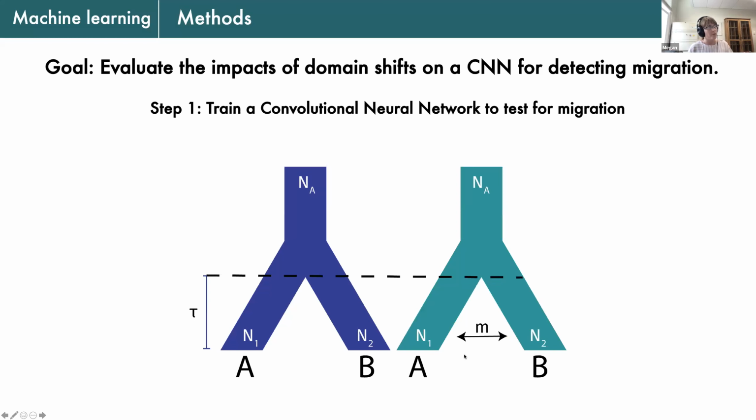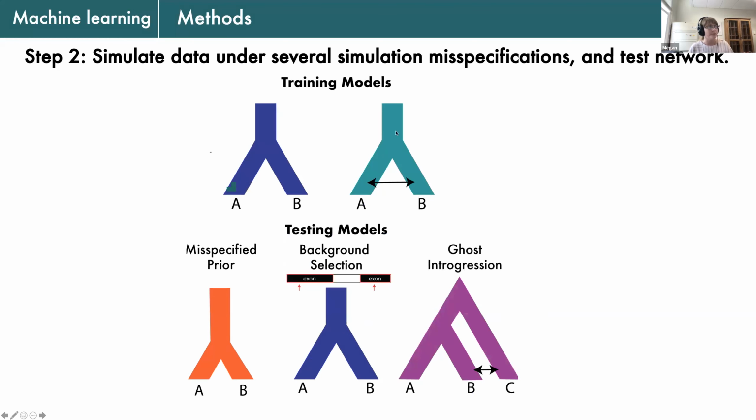And so my goal here was to evaluate the impacts of domain shifts on a convolutional neural network, which is just a type of machine learning algorithm, for detecting migration. As a first step, I trained a CNN to test for migration. Our CNN is comparing a model without migration and a model with migration. These are very similar to the models we talked about in the last section. And so these are our training models.